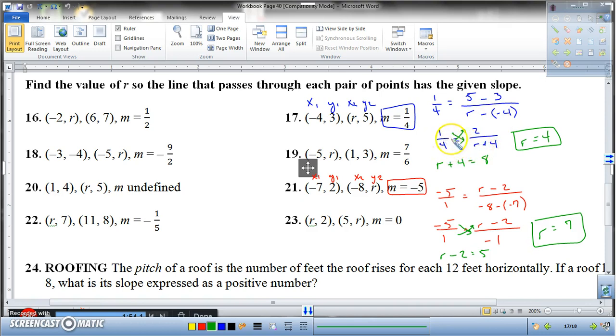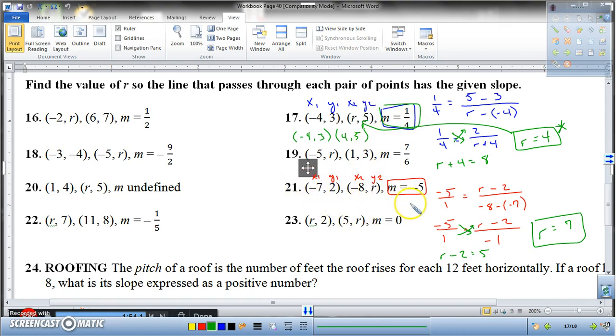Alright, and then at this point I have a proportion. Cross multiply to solve your proportion. 1 times r plus 4 is r plus 4. 4 times 2 is 8. Subtract 4 from both sides, and r is equal to 4. You can always go back and plug that in here, and then find the slope between the two points, -4, 3, and 4, 5, and make sure that when you find that slope, you get 1 over 4.